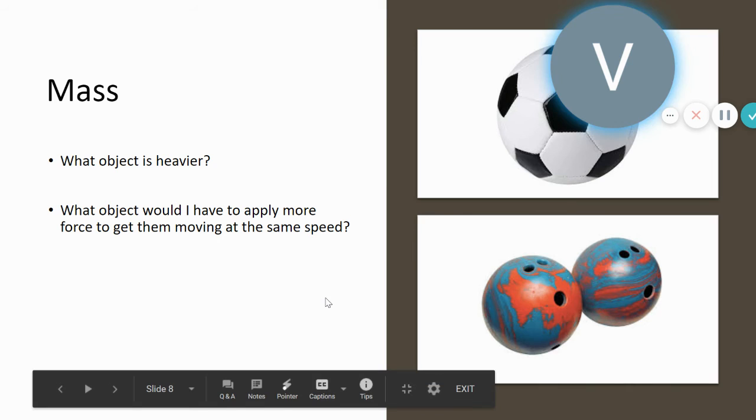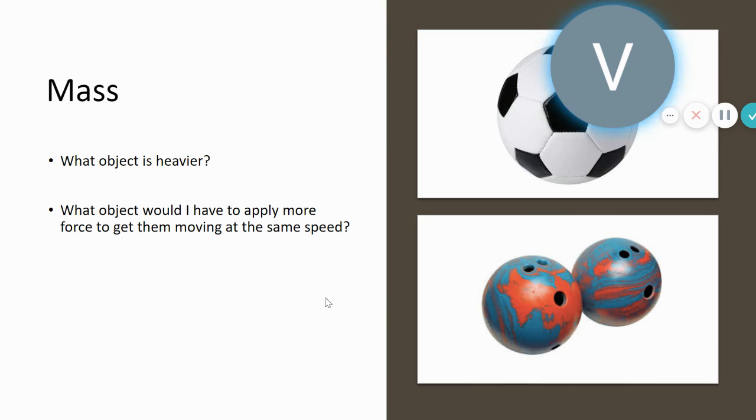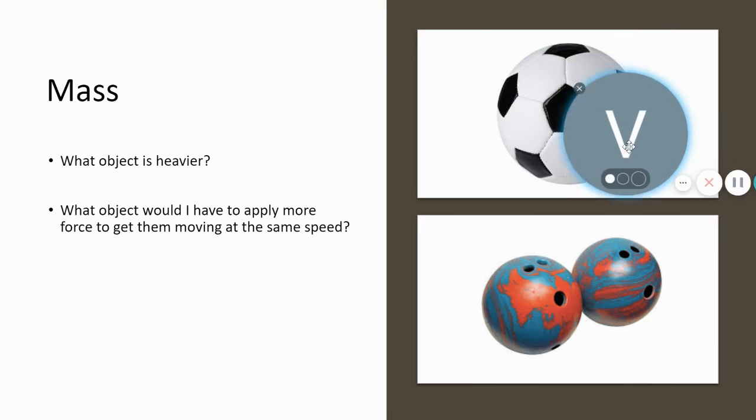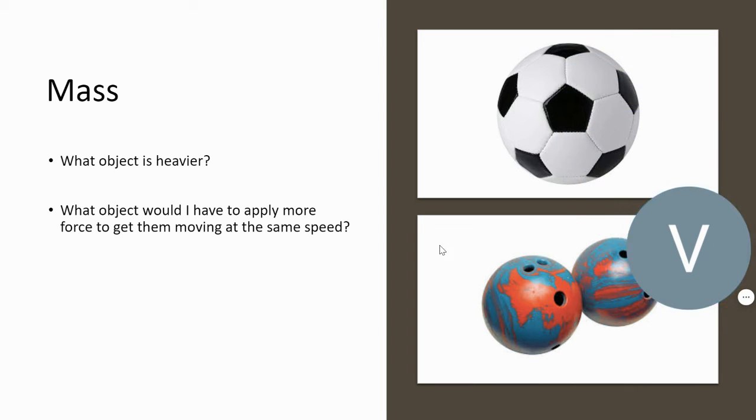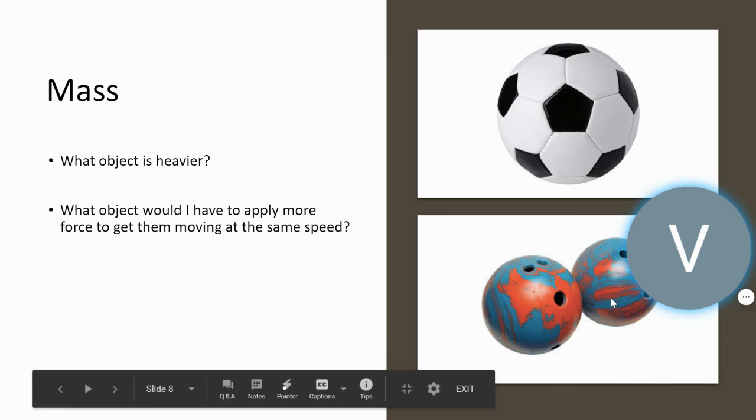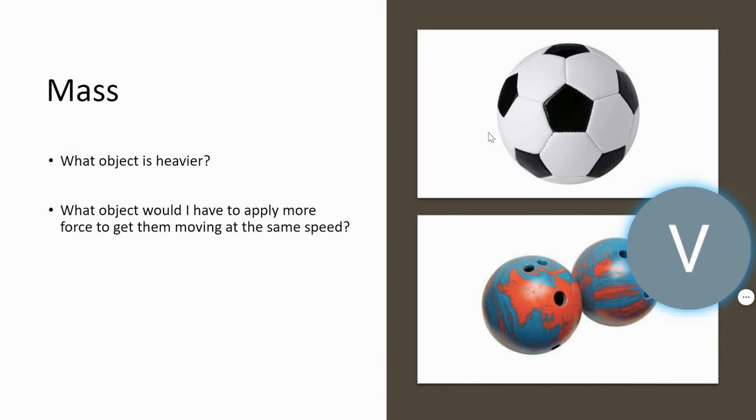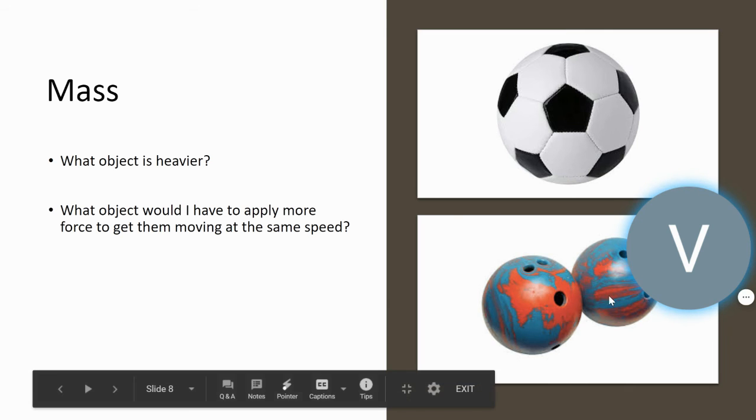So mass, what object is heavier? What object would I have to apply more force to get them moving at the same speed? Would I have to apply more force to a soccer ball or a bowling ball? So we're focusing on which object is heavier, and a bowling ball can be around 8 to 14 pounds, but a soccer ball probably isn't going to be more than a pound at most because you have to kick it, and it will be really hard and really tough to kick a heavy ball. So you would have to apply more force to a bowling ball to get it moving.